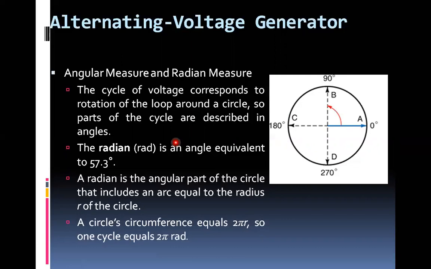Angular measure and radian measure. See, the cycle of voltage corresponds to rotation of the loop around a circle. So parts of the cycle are described in angles. These are the angles. The radian is an angle equivalent to 57.3 degrees. A radian is the angular part of the circle that includes an arc equal to the radius r of the circle. As the circle circumference is 2 pi r, one cycle equals 2 pi radians.